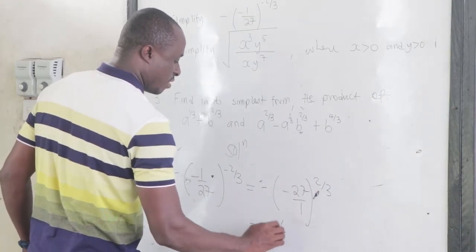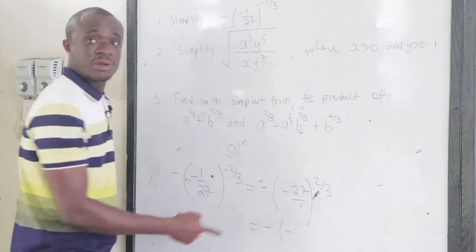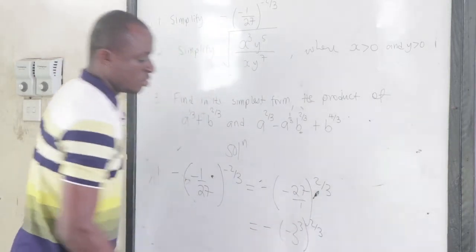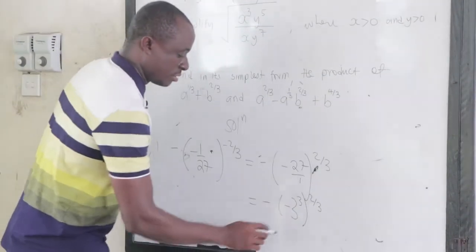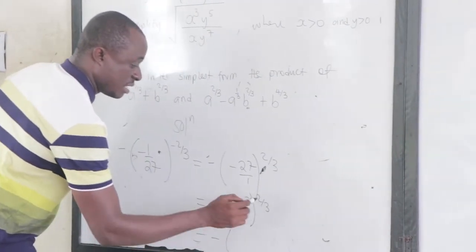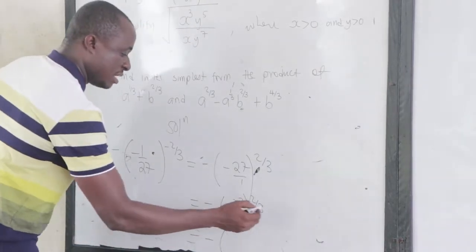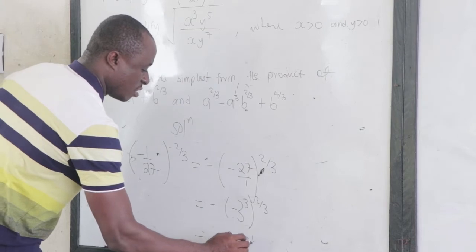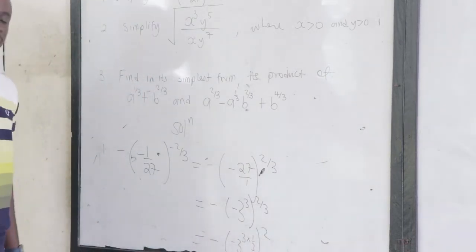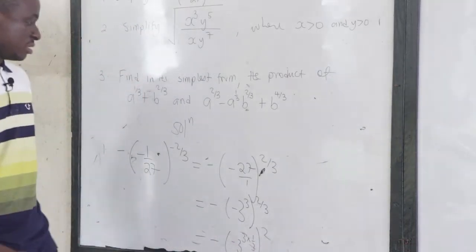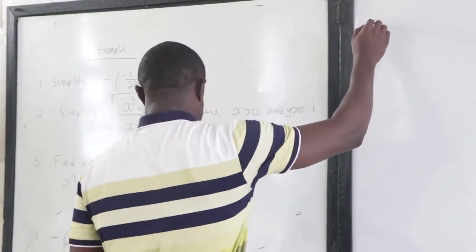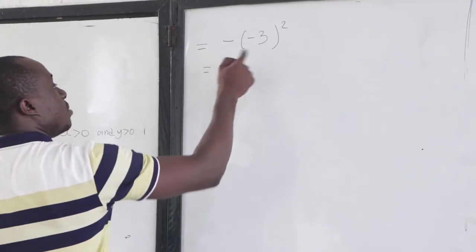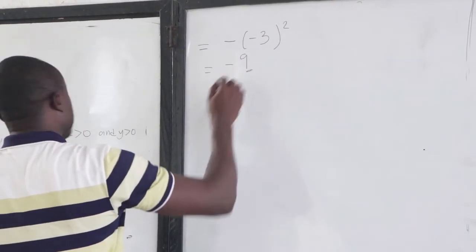Now what do you have here? Negative, but then we have 2 over 3. So something to the power 3 will give us 2 over 3. Let's see the inner one. We can let the 1 over 3 go inside. So we have negative 3 to the power 3 times 1 over 3, all to the power 2. Now this is cancelling this, so this will give us negative 3 all to the power 2. This will be 9, so negative 9, and this will be our answer.